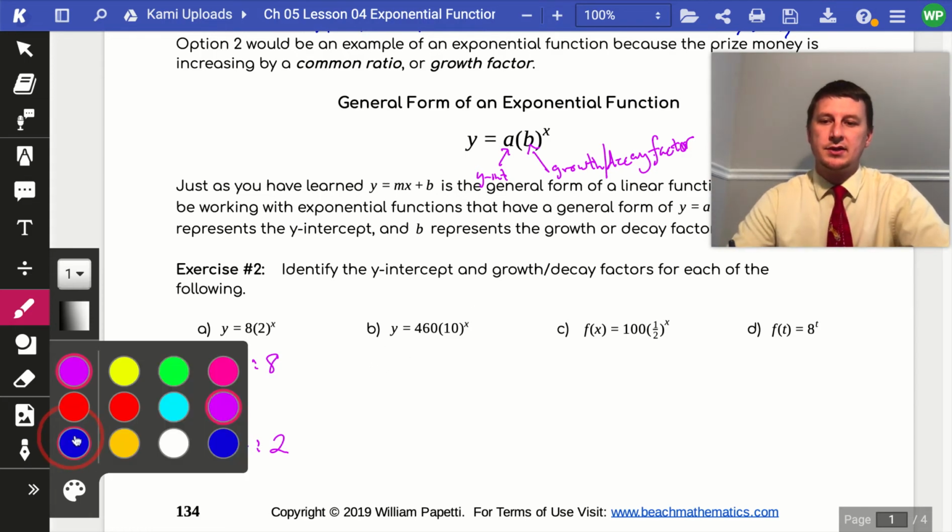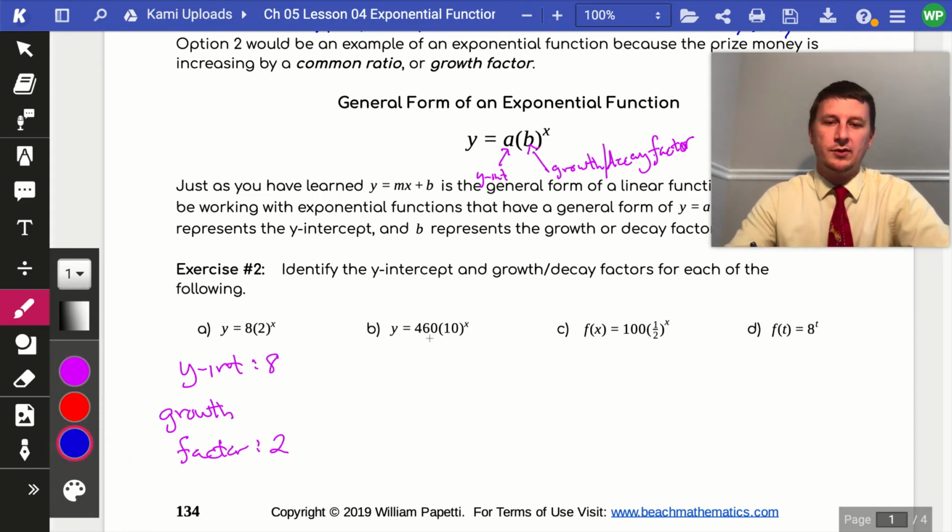So that brings us to part B, where we have y equals 460 times 10 to the x, and our y-intercept is going to be 460. And then we're going to multiply by 10 every time from there. So our growth factor is going to be 10.